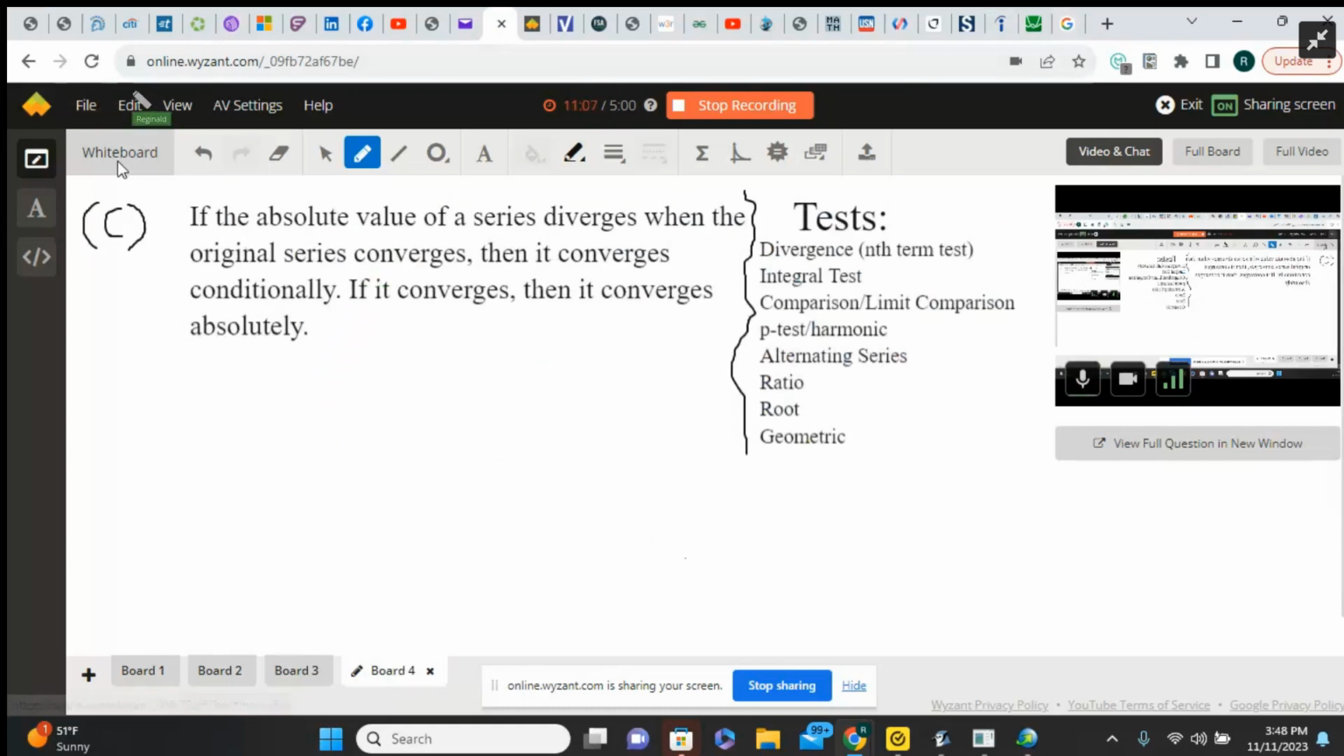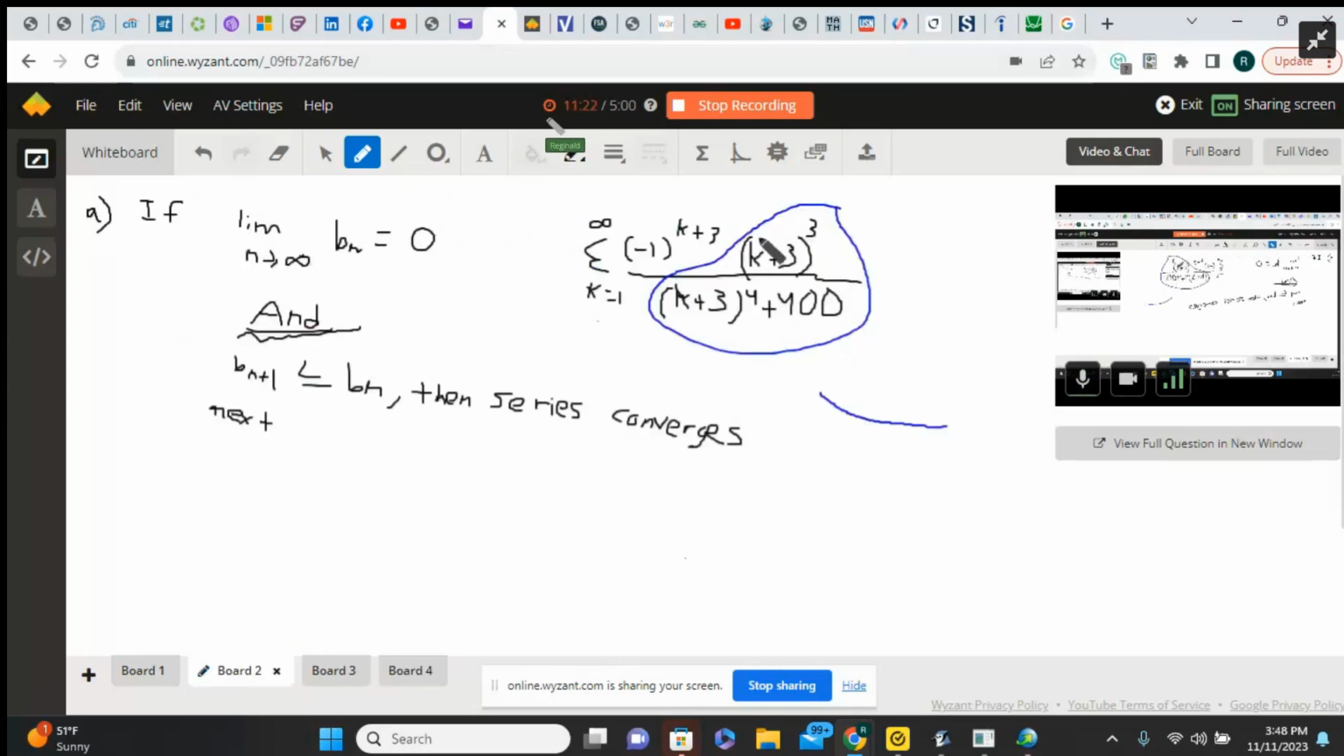For part C, if the absolute value of a series diverges when the original series converges, then it converges conditionally. If it converges, then it converges absolutely. So we're going to look at this. The question is if this blue portion converges, because we already know the original converges from the alternating series test. Does this converge or diverge? If this blue portion converges, then it converges absolutely. If it diverges, then it converges conditionally.